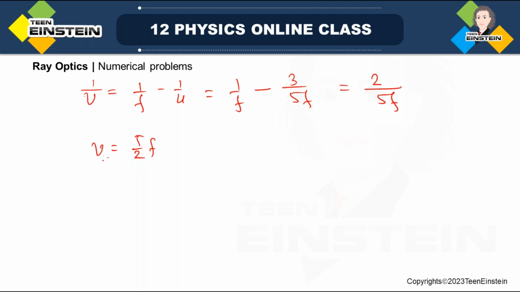What is the length then? It will be actually the magnitude of this, v minus u. This will be the image length.